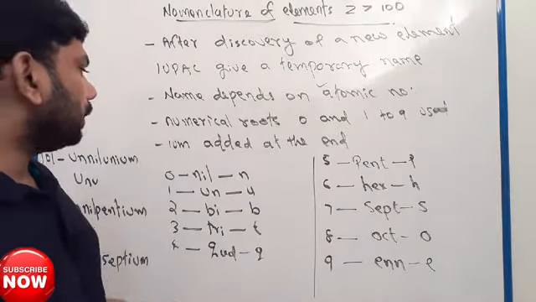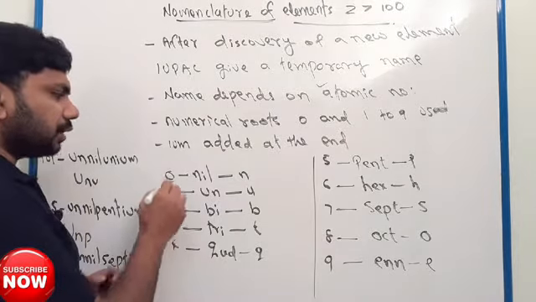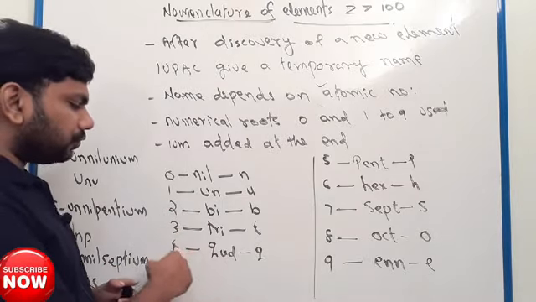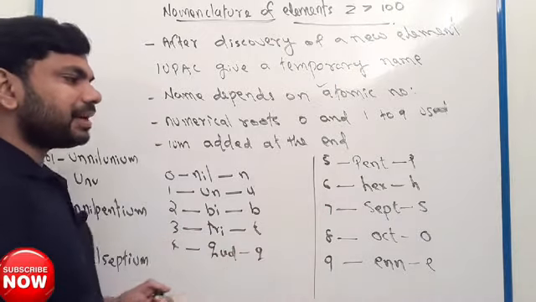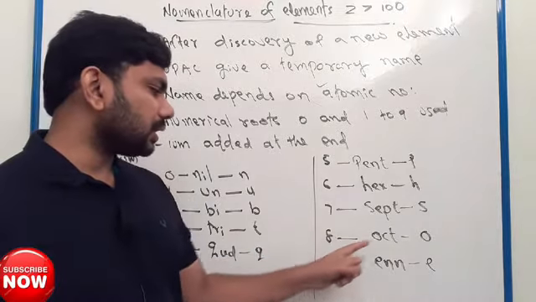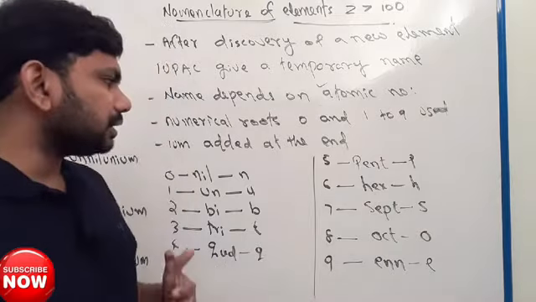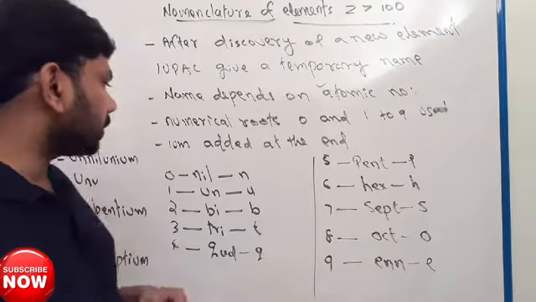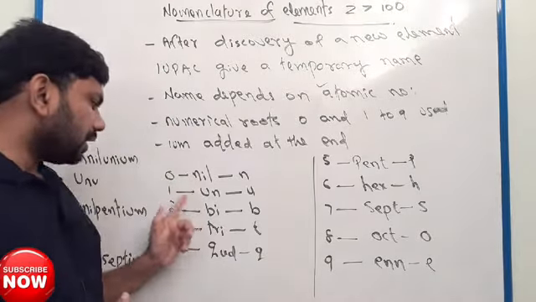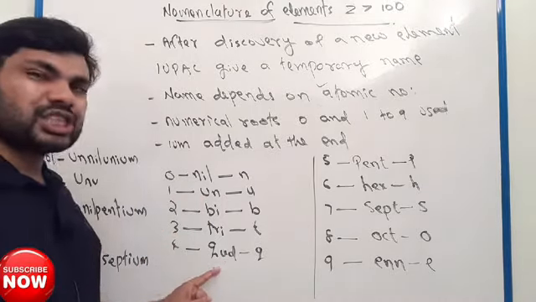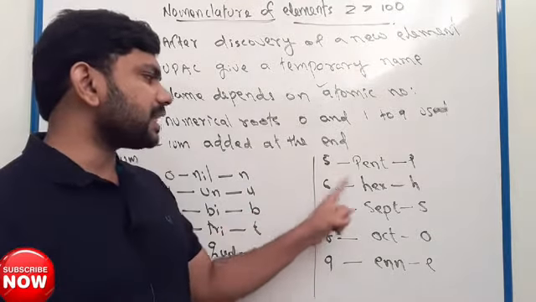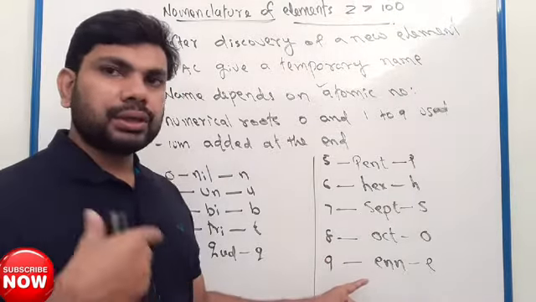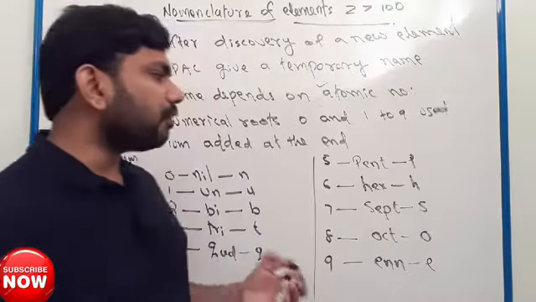Numerical roots mean here we will use some prefixes. For 0 we will use nil, 1 un, 2 bi, 3 tri, 4 quad, 5 pent, 6 hex, 7 sept, 8 oct, 9 enn. Something you learned before in organic chemistry is similar, but not all similar, there are some differences. So 4 is quad, not tetra, and 9 is enn. So this type of prefix we use.